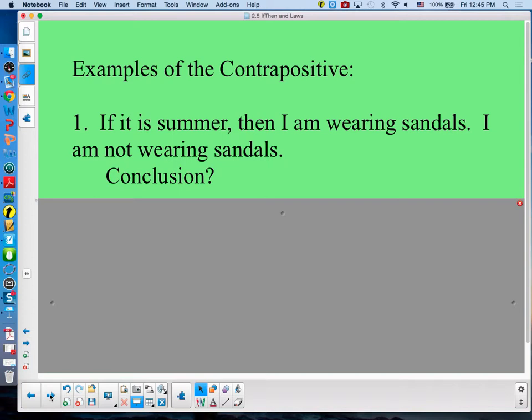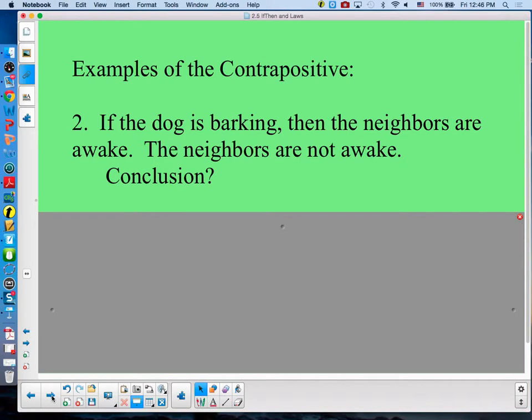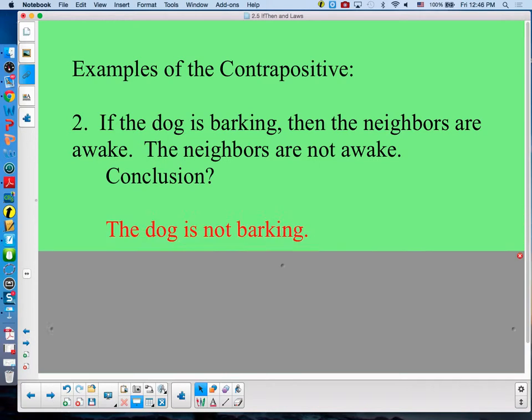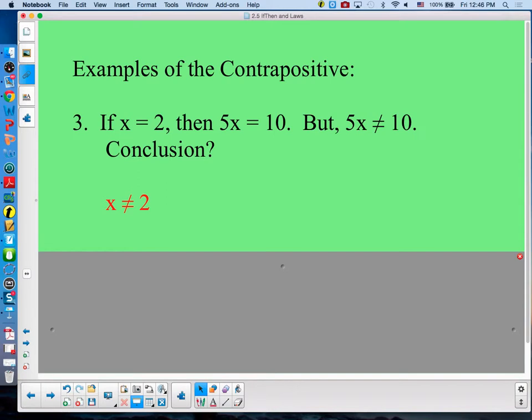If it is summer, then I am wearing sandals. I am not wearing sandals. It is not summer. Correct. If the dog is barking, then the neighbors are awake. The neighbors are not awake. The dog is not barking. Correct. If x equals 2, then 5x equals 10. But 5x does not equal 10. X does not equal 2.